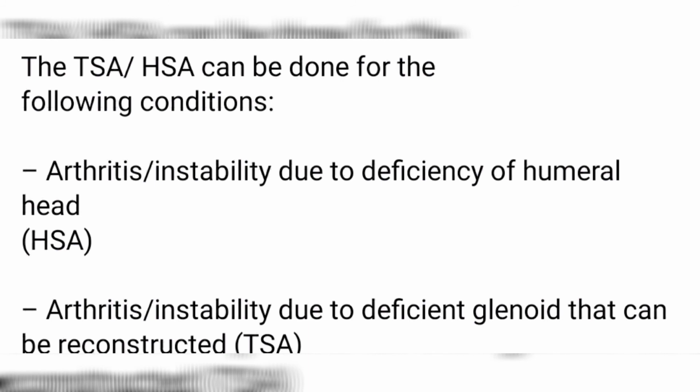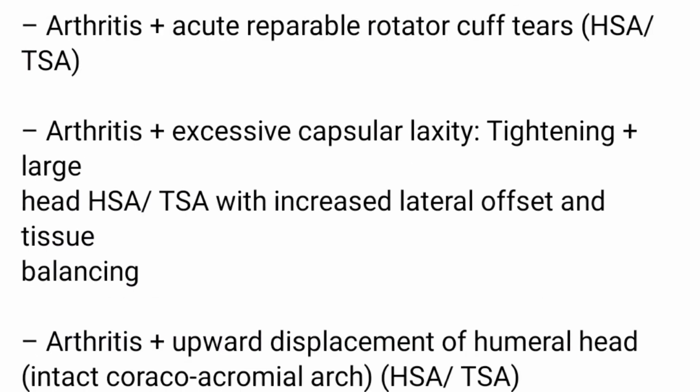Total shoulder arthroplasty or hemishoulder arthroplasty can be done for the following conditions: arthritis or instability due to deficiency of the humeral head; arthritis or instability due to deficient glenoid that can be reconstructed, then total shoulder; arthritis plus acute repairable rotator cuff tears, then hemishoulder or total shoulder; arthritis plus excessive capsular laxity, tightening plus large head hemishoulder or total shoulder arthroplasty with increased lateral offset and tissue balancing; arthritis plus upward displacement of the humeral head, then hemishoulder or total shoulder arthroplasty is done.